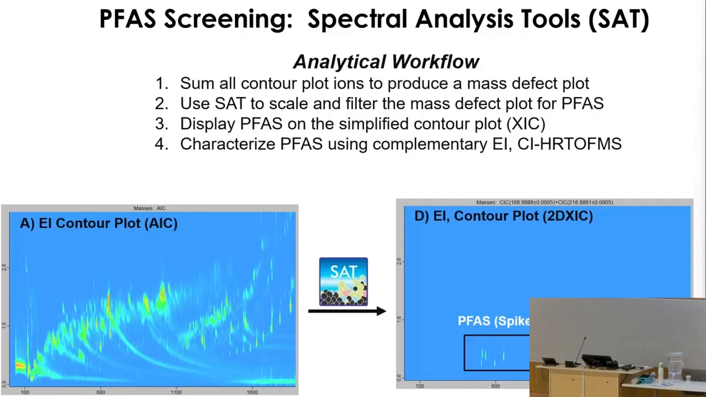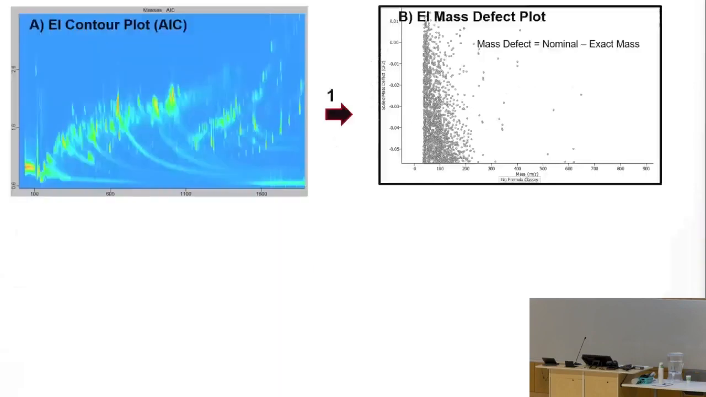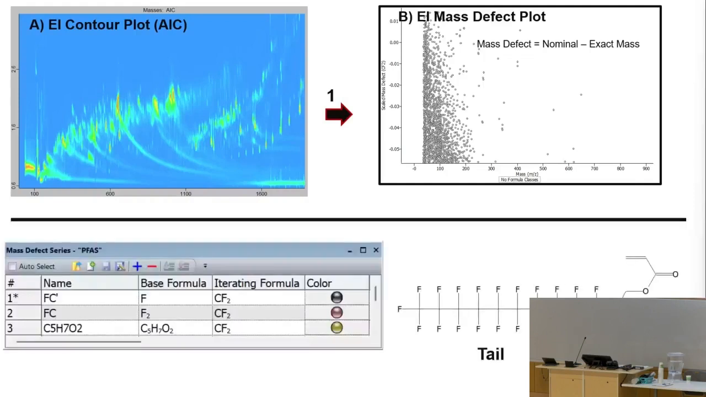Sometimes you get lucky, and I'm going to get lucky here because I spiked these PFAS compounds in the sample. But I sum all the ions in the contour plot. That's a complex plot. I develop a mass defect plot. On the y-axis, it's just mass defect. On the x-axis, I actually am plotting high resolution accurate mass. And the definition is there.